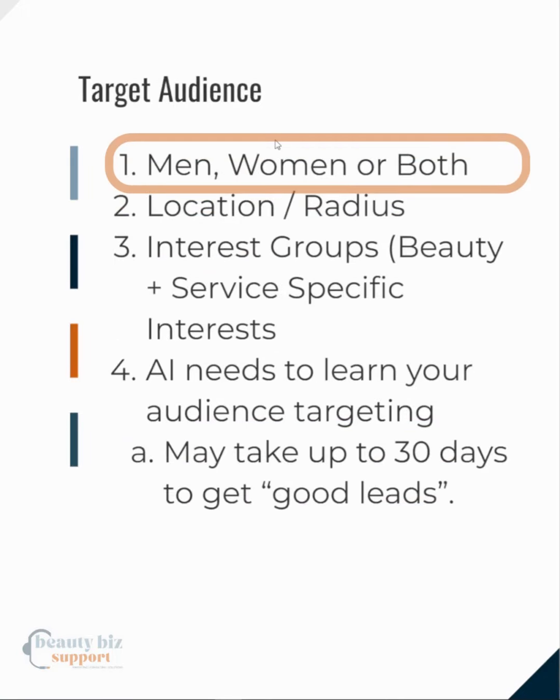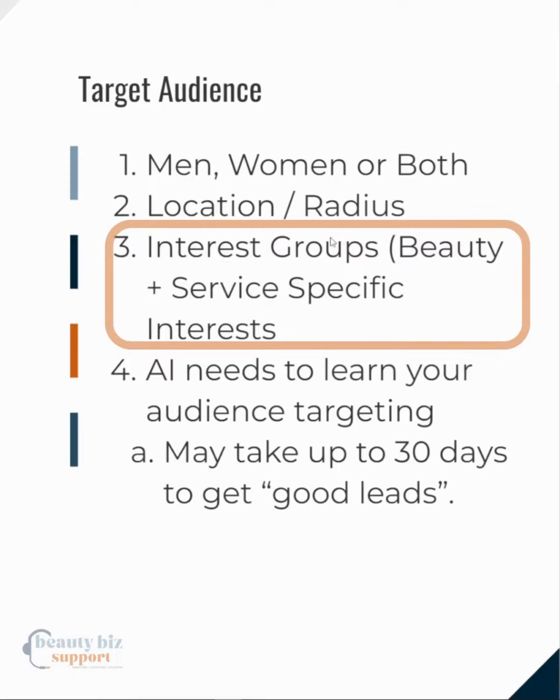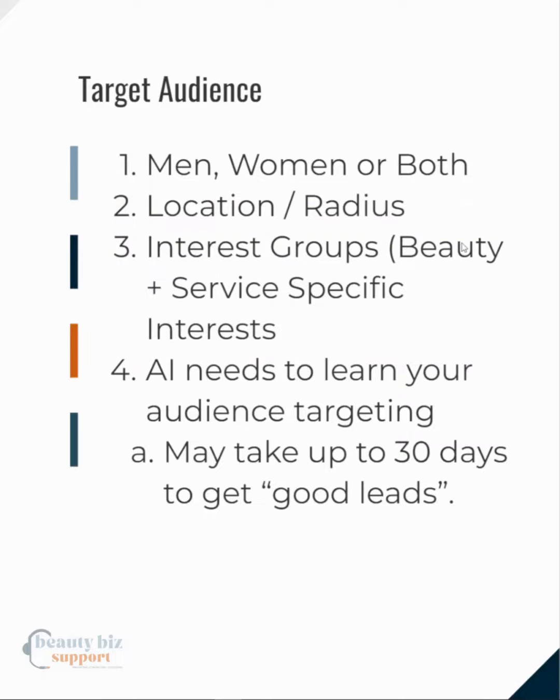So target audience: men, women, or both. In many instances with a beauty business, you're targeting women, but let's say you run a barbershop, you could be targeting men as well. Location radius: how far around your business or city do you want to advertise? 15 miles around your business, 10 miles, 20 miles, or the whole metropolitan area. You have to understand what interest groups you're targeting. Beauty plus whatever specific service. So this could be people who are interested in beauty and lashes, beauty and oral hygiene for teeth whitening, for instance, beauty and microblading for microblading offices. So you have to understand that as well.